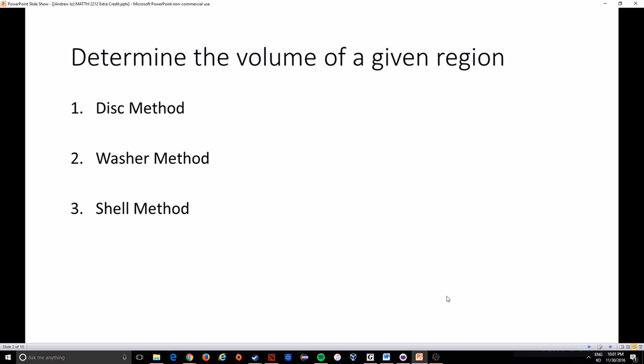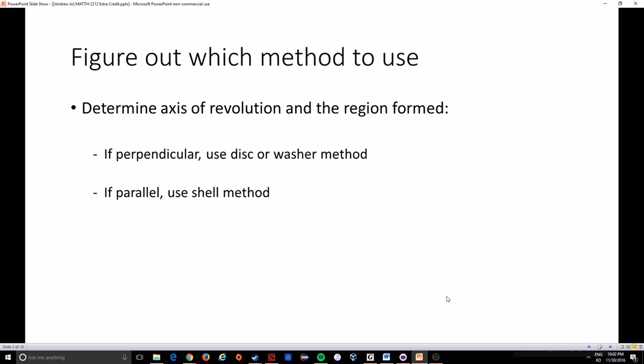In order to determine the volume of a given region, we can use one of the three following methods: disk method, washer method, or shell method. In order to figure out which method to use, we need to determine the axis of revolution and the region formed. If they are perpendicular, we use either the disk method or the washer method. If it's parallel, we use the shell method.